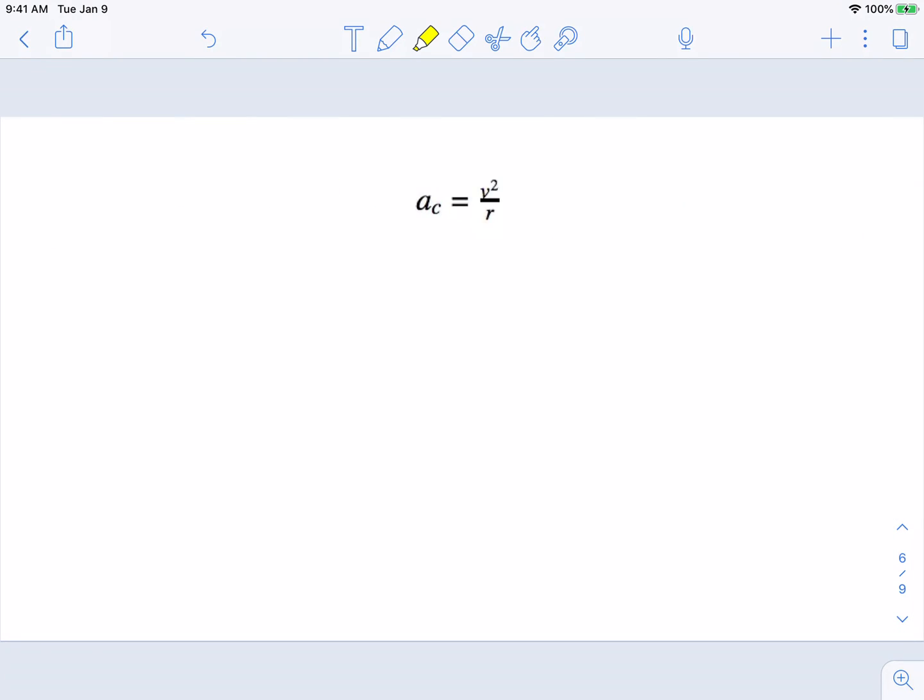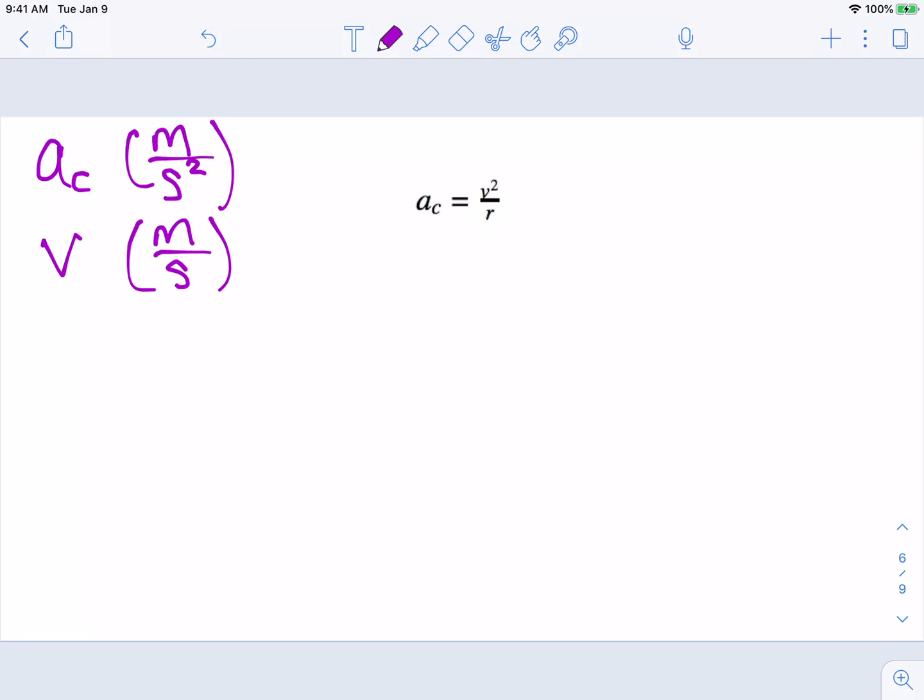Okay. Let's take a look at this one. We have another A here. So that's another acceleration, but this A has a little C next to it. That's centripetal acceleration. Regardless, it's still measured in meters per second squared, like the acceleration on the previous screen. I have a V, that's standing for velocity again. And we've already talked about the units for velocity are meters per second.